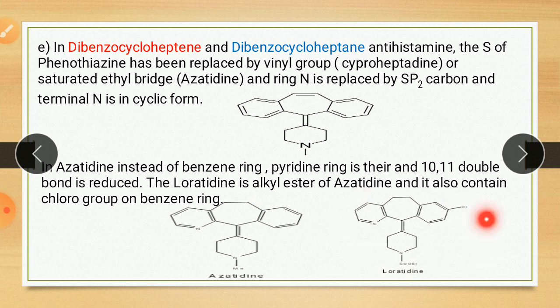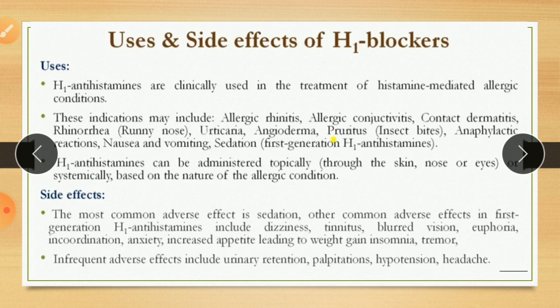Loratadine, this one is loratadine. It is an alkyl ester of azatadine, so it has an ester group, COO ethyl. It also contains a chloro group on the benzene ring. So this is about the SAR of all classes of H1 blockers or antihistamines.